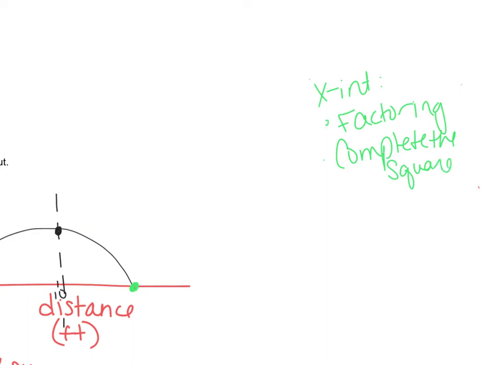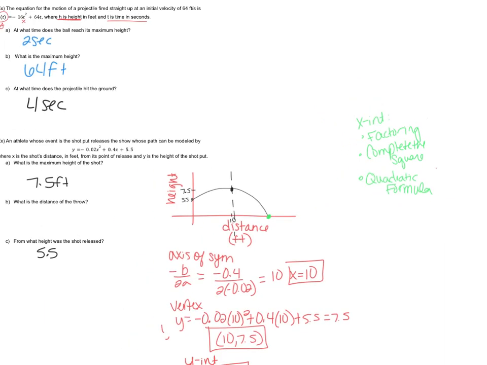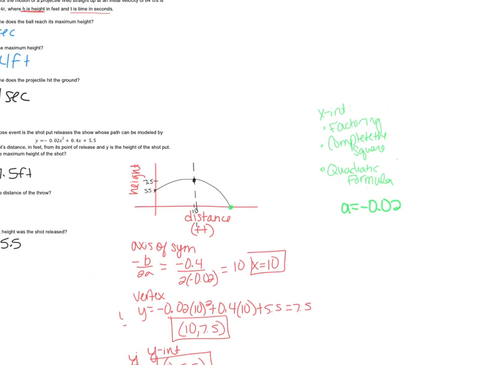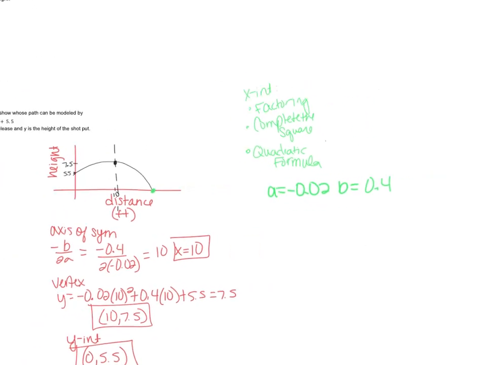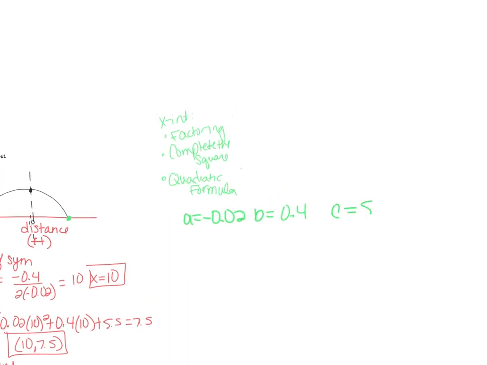Or, so that's 1, that's 2, or of course the quadratic formula. Okay, so that's how you find x-intercepts. On this one, since these are decimals, I'm not even going to mess with the first two. I'm going straight to the quadratic formula. So for this, our a is negative 0.02. Our b is 0.4. And then our c is 5.5.